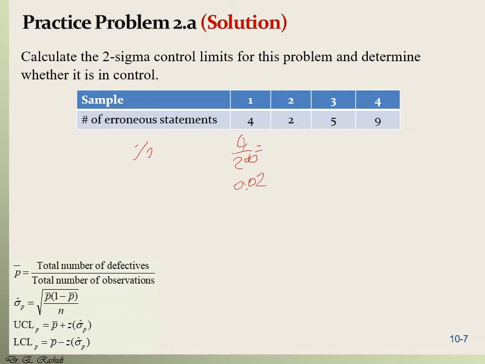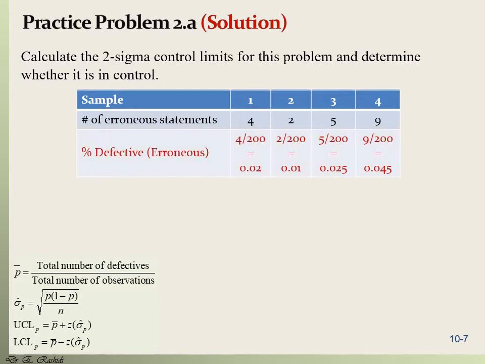0.02. For sample 2, that's 2 out of 200, which is 0.01. And also we can compute it for sample 3 and sample 4. Let me clear this up and type them out. All right. So the percentage of erroneous statements for the first sample is 0.02. For sample 2 is 0.01, sample 3 is 0.025, and sample 4 is 0.045.